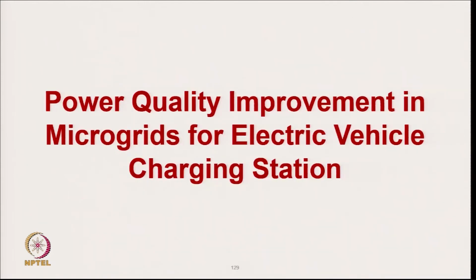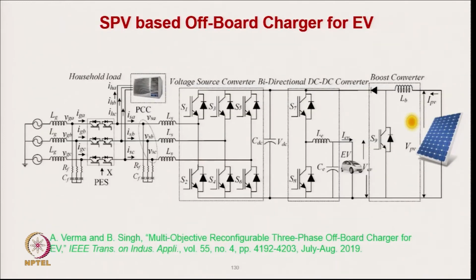Now, coming to power quality improvement in a microgrid for an electric vehicle charging station. For the charging station, the concept is that we have solar PV generation and vehicle charging, and we can put extra power to the grid or take power from the grid through these voltage source converters. So, it is a multi-objective reconfigurable 3-phase off-board charger.